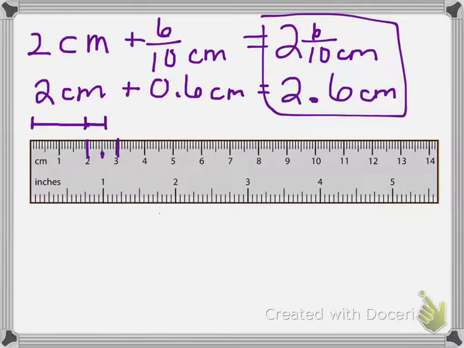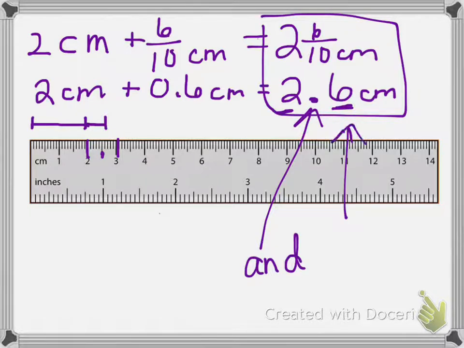The way we say this is 2 and 6/10. The trick is to say "and" when you see a decimal point. 2 and 6/10. When you get to this spot, you're going to say tenths because it's in the tenths place. Tenths. Practice saying that. 2 and 6/10. Okay.